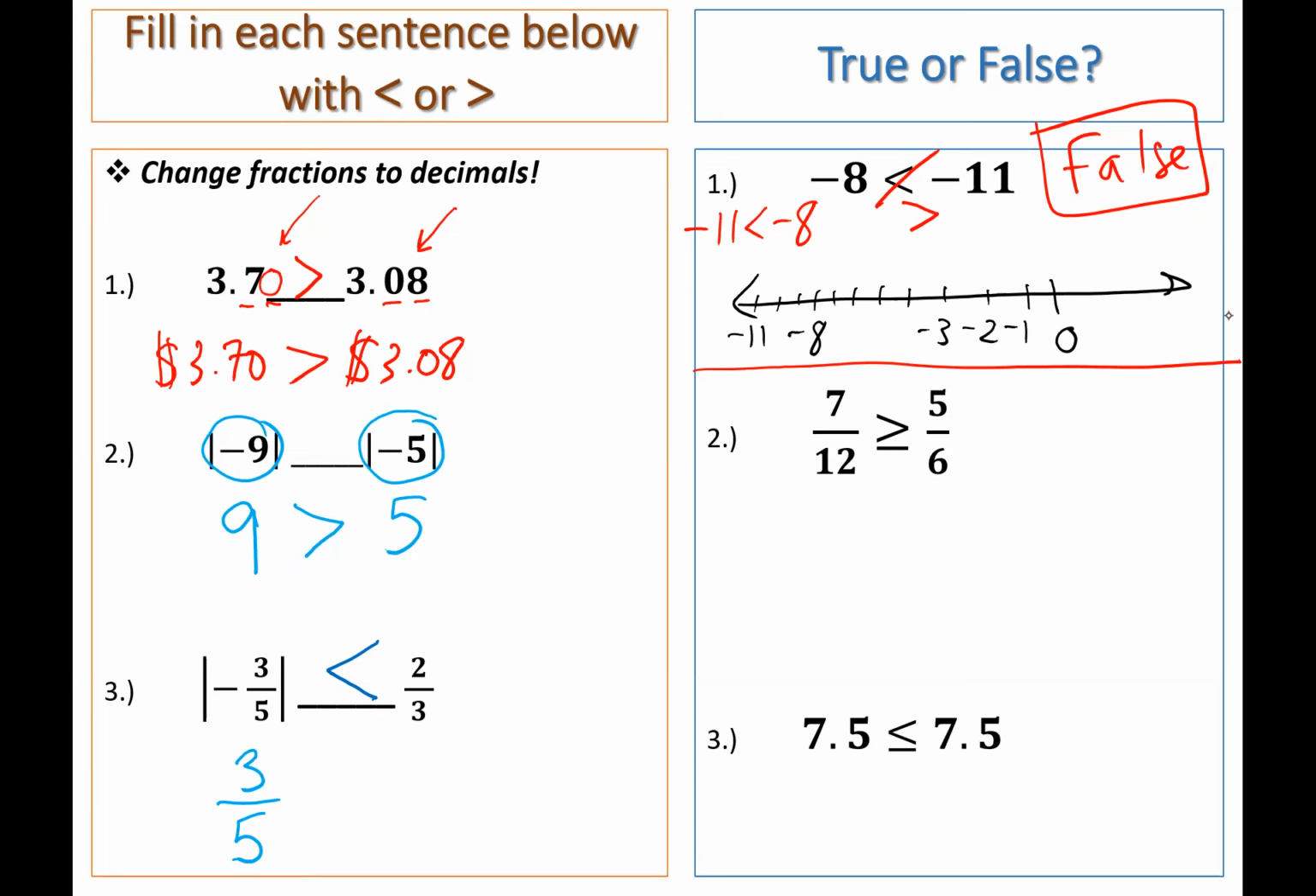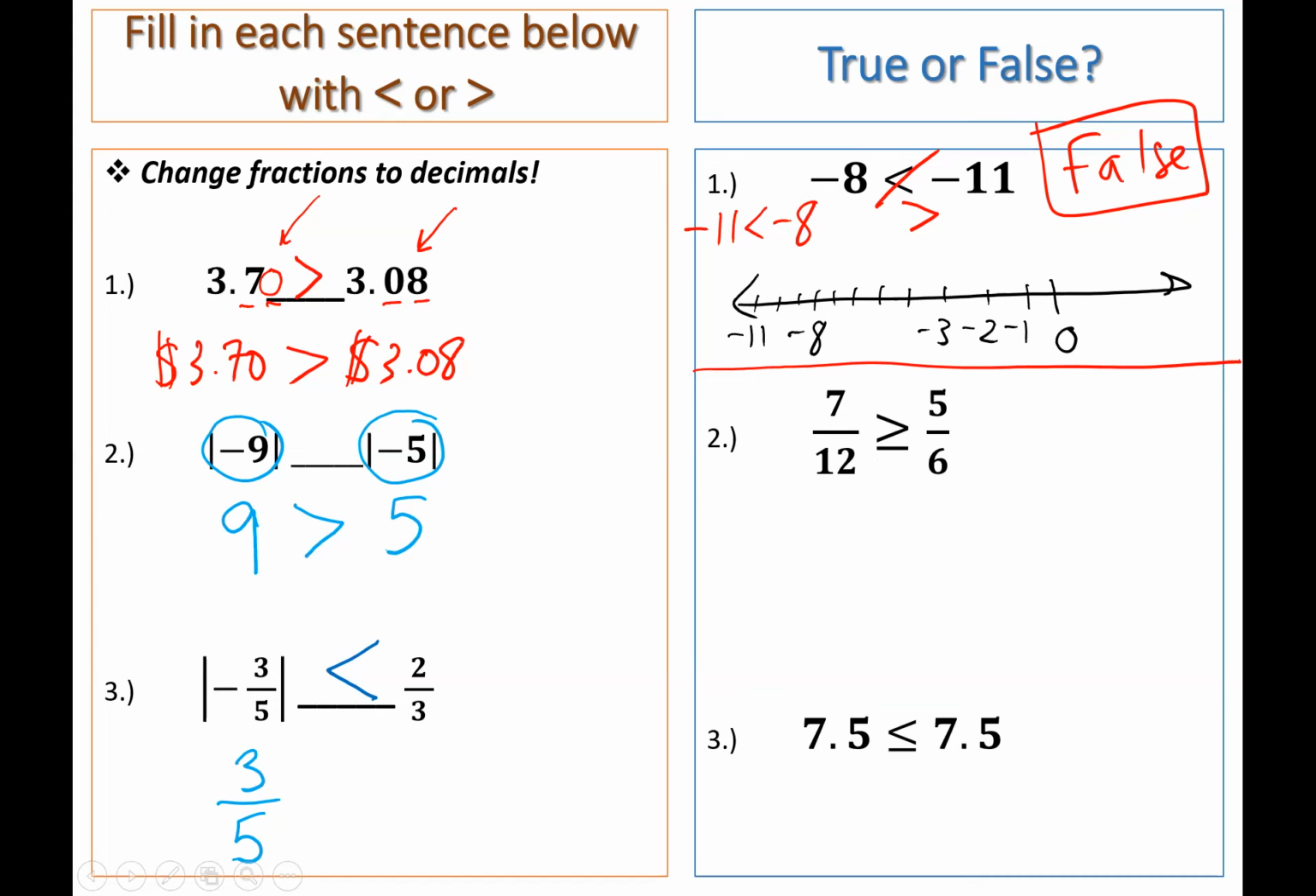So again, number 1 in this little set, -8 less than -11, is false because -8 is actually greater than -11. Let's move on to number 2, 7/12 greater than or equal to 5/6. This is another comparing fractions question. Clearly, they're not equal to each other, or maybe not so clearly. We can figure that out. This symbol, greater than or equal to, would be true if 7/12 is greater than 5/6. It would also be true if 7/12 is equal to 5/6. It can't be both, but if one of those things is true, we would say true.